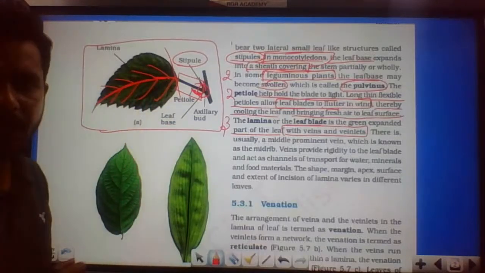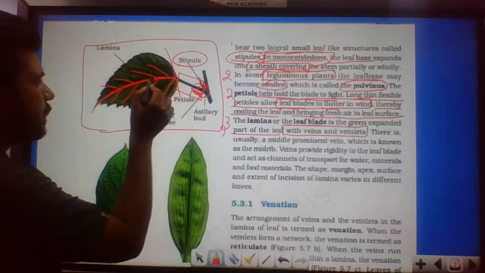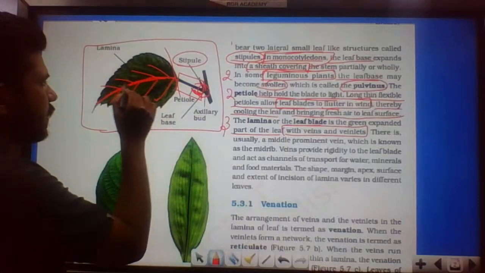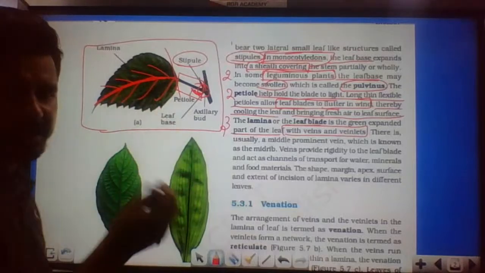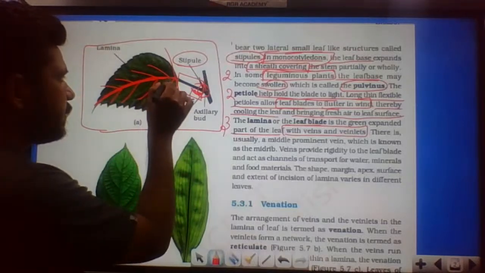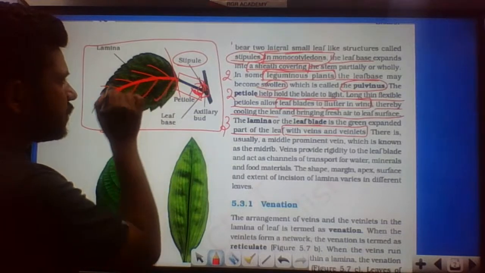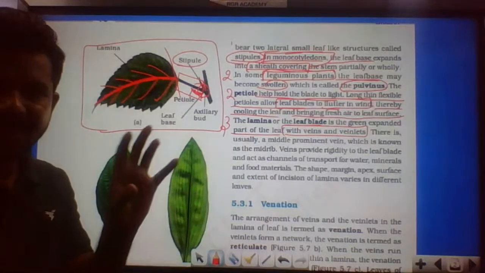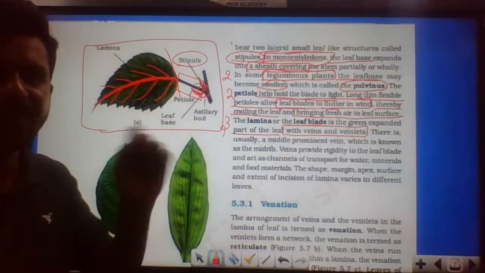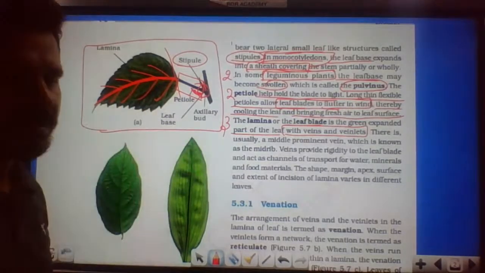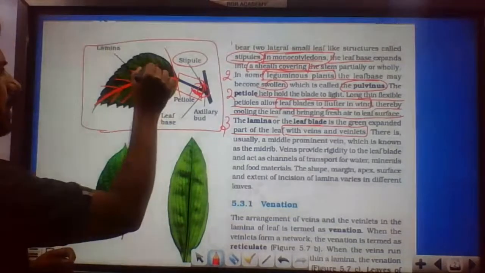veins are formed. So this midrib consists of vascular bundles. In this region, the midrib is nothing but vascular bundle, right? But in the midrib portion, the vascular bundles are larger than the veins. That is the difference between midrib and veins. And we have veinlets also.